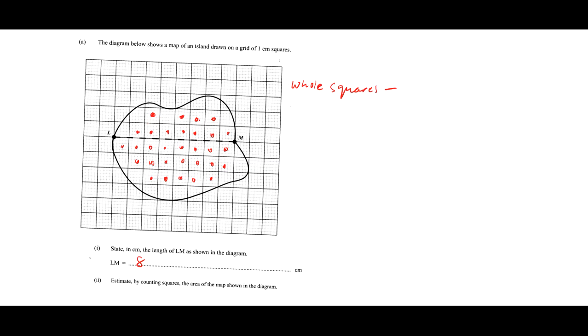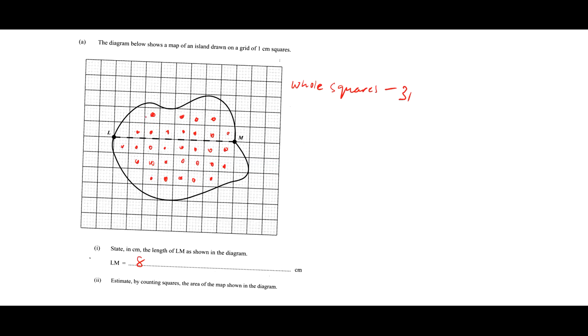So we have 1, 2, 3, 4, 5, 6, 7, 8, 9, 10, 11, 12, 13, 14, 15, 16, 17, 18, 19, 20, 21, 22, 23, 24, 25, 26, 27, 28, 29, 30, 31. So we have 31 complete squares, right?